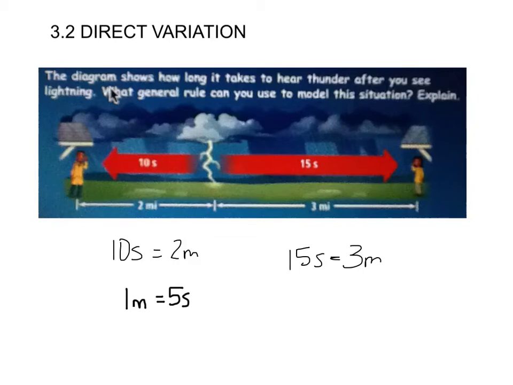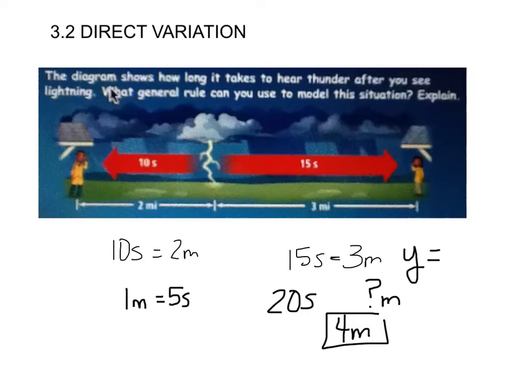So if you heard thunder 20 seconds after you see lightning, how far away are you? So 20 seconds away. How many miles are you away? Well, if every mile is 5 seconds, and it's 20 seconds, 20 divided by 5 would give us 4 miles. So, here's what we do. Your equation would be this.